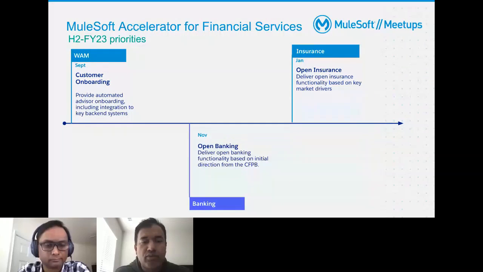Depending on the focus or interest, right? And then we go on to open banking and open insurance, right? So those are the targeted accelerators that we have as part of our roadmap for FY23, right? And again, as I said, the disclaimer, right? This is something that we currently have in our plan, and we will inspect and adapt as we learn something more from the industry trends.